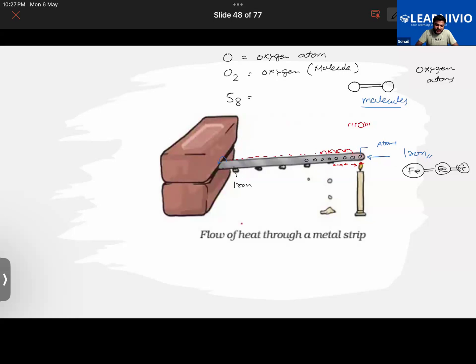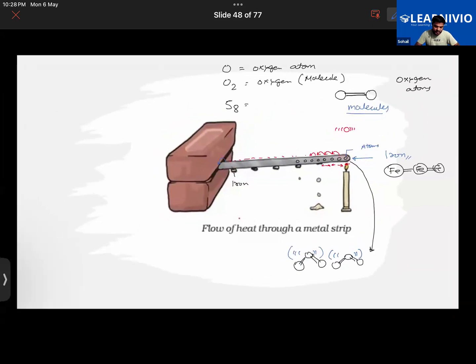To understand it in a better manner, let's say that the atoms would be joined together like this. They would be in a molecular state. And then they will be vibrating and the heat, or you can say energy, will be transferred from one molecule to another one. Getting my point or not? So for the sake of convenience, we say atoms, you can say molecule also.